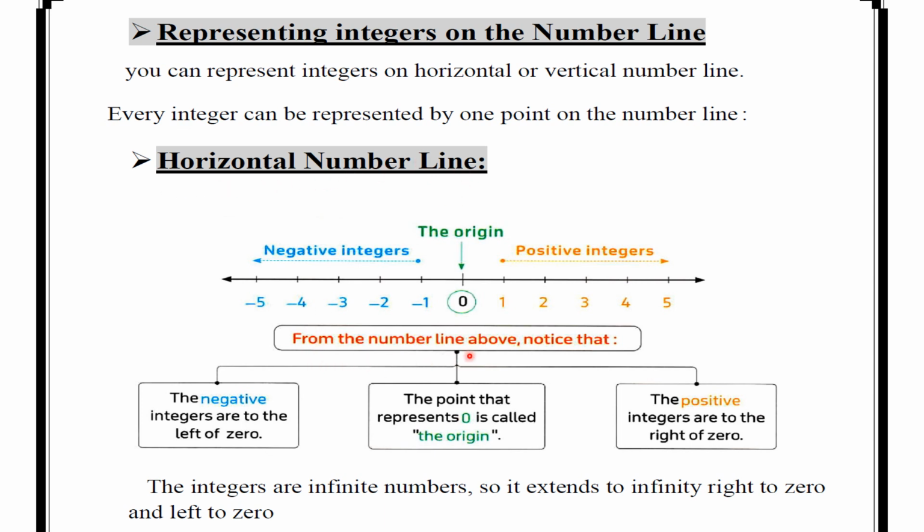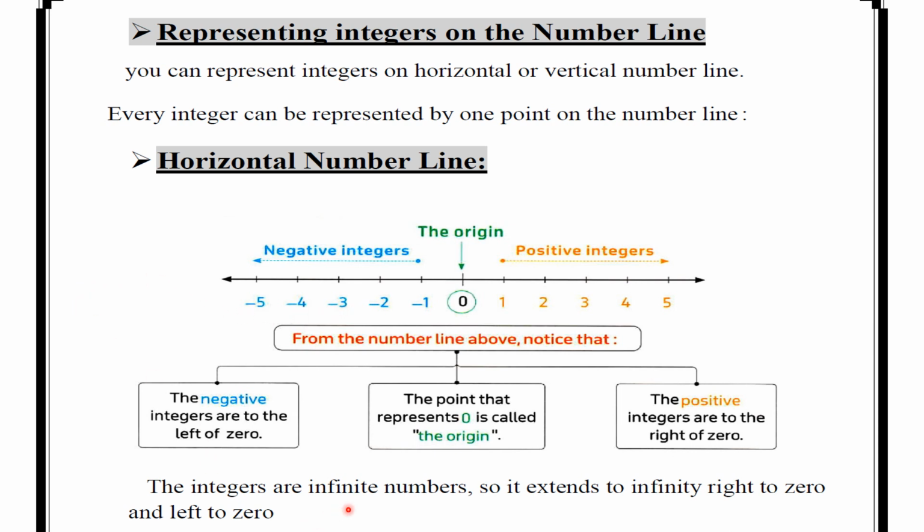Here, from the number line above, we note that the positive integers are to the right of 0. So we have here 1, 2, 3, 4, 5, which are the positive integers. The point that represents 0 is called the origin point. So we have here the origin point, which is represented by 0. And the negative integers are to the left of 0. So here we have negative 1, negative 2, negative 3, negative 4, negative 5, and so on.